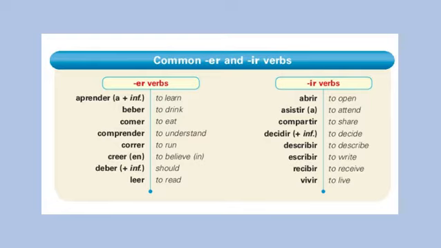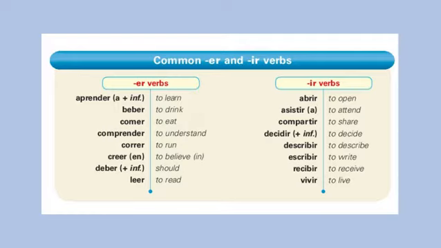So on page 97 in your books are these very common ER and IR verbs that you should know for your quiz. Aprender a, to learn. Aprender is to learn. Aprender a plus infinitive is to learn to do something. Por ejemplo, aprender a hablar español, learn to speak Spanish. Beber, to drink. Comer, to eat. Comprender, to understand. Correr, to run. Creer, to believe. Creer en, por ejemplo, creer en Dios, to believe in God.